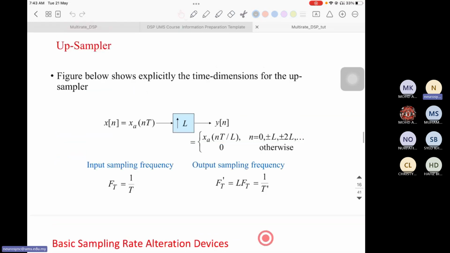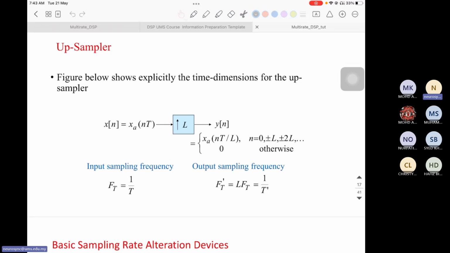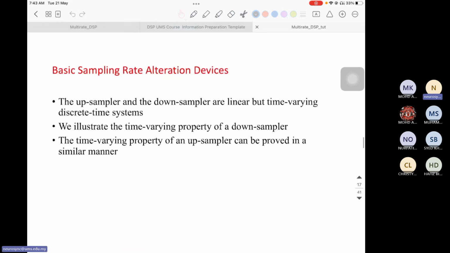In case of an upsampler, the input sampling frequency is 1 by the time period T. The output sampling frequency in case of an upsampler is again 1 by T dash, but in this case, this T dash is nothing but T by L. Here T is the input time period and L is the factor by which I want the signal to be upsampled.